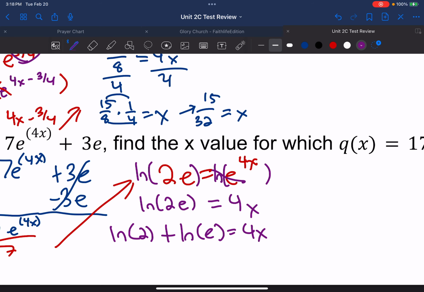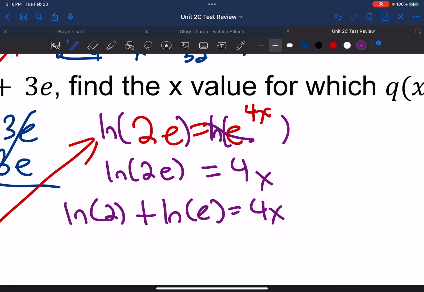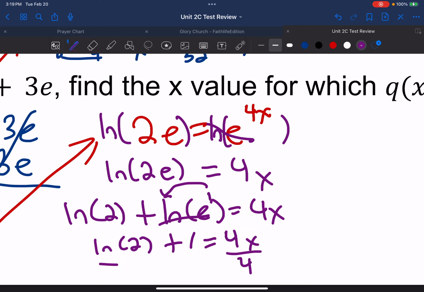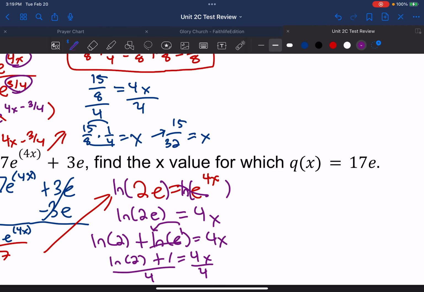One of the reasons I want to do that is because ln of e, this is e to the 1, so the 1 is just going to come to the front when they cancel out. So I'm going to have ln of 2 plus 1. ln of e is just 1. It's 4x. Divide by 4, and that gives me the answer: ln of 2 plus 1 over 4 equals x.